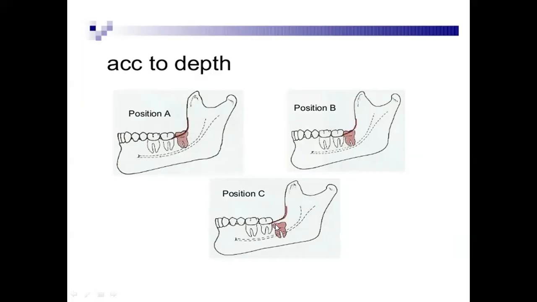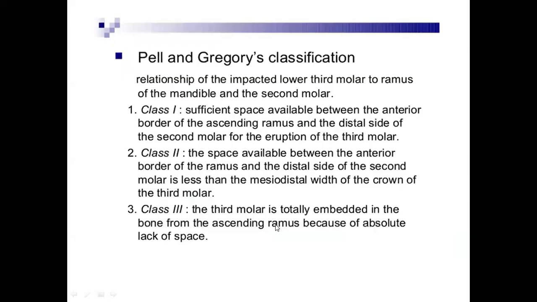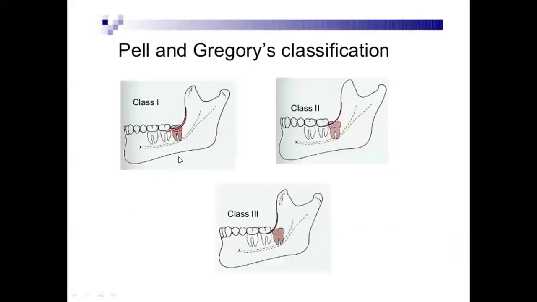And coming to Pell and Gregory's classification in relation to the ramus of the mandible and the second molar, he classified into class 1, class 2, and class 3. Class 1 indicates that there is sufficient space available between the anterior border of the ramus and the distal side of the second molar, which indicates that there is sufficient space for the eruption of the third molar.